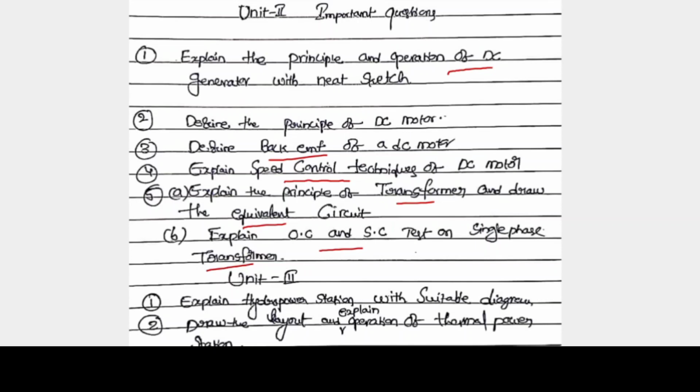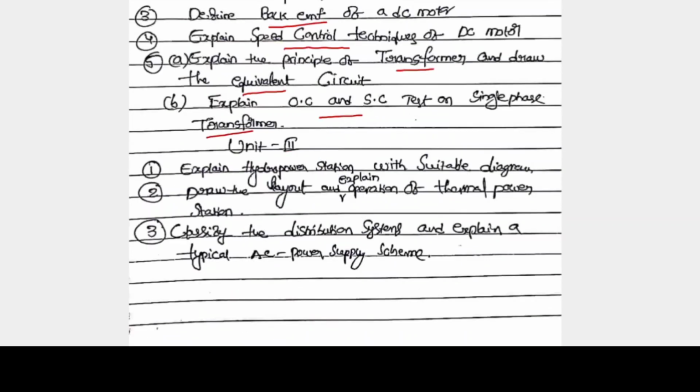Unit 3 is very simple, basics of power system. What are the important questions you can see. These questions were asked in previous examinations: explain hydropower station with suitable diagram. A hydropower station consists of dam, reservoir, turbine, spillways, surge tank and penstocks, so many parts are there.